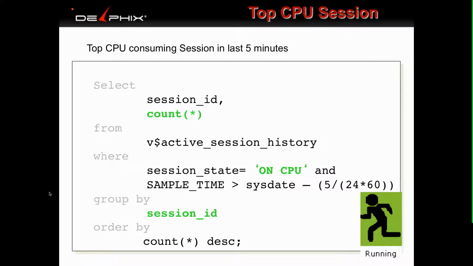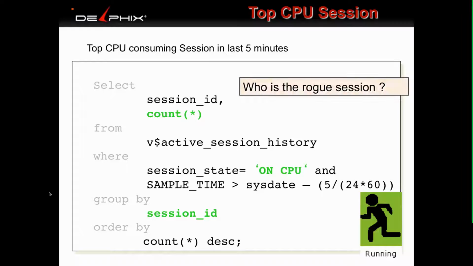So imagine we have a large CPU consumption in our database, and we want to find who's causing it. What session's eating up our CPU? Well, pretty easy. I'm going to go in and say, select the session ID, count star from the active session history, where the sessions are on CPU, give my time range. In this case, it's the last 5 minutes. Sysdate minus 5 minutes.